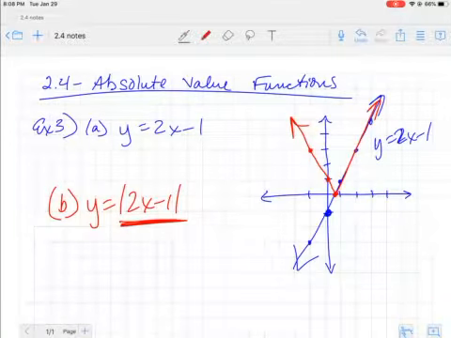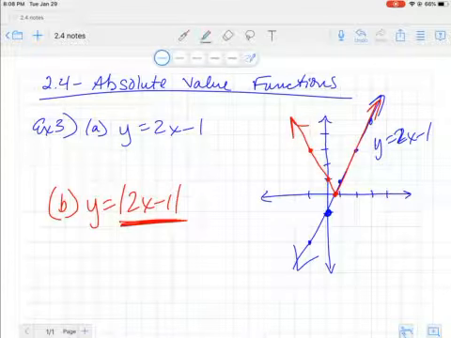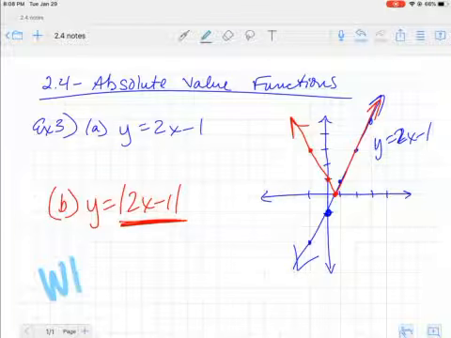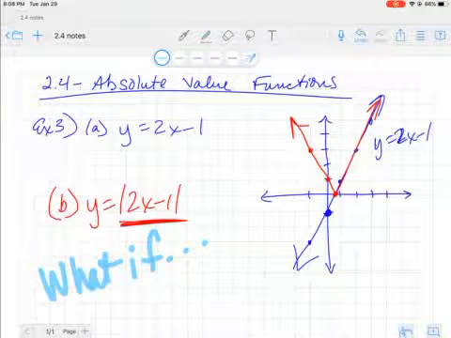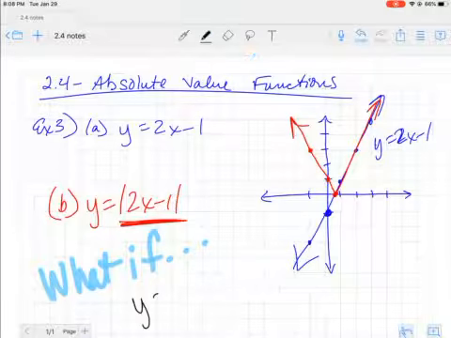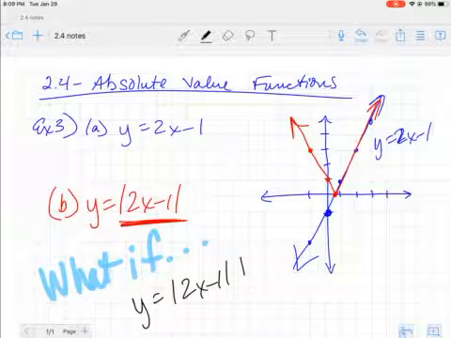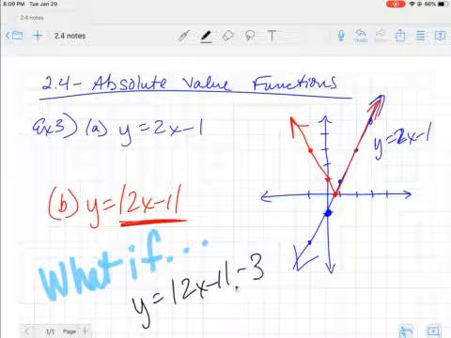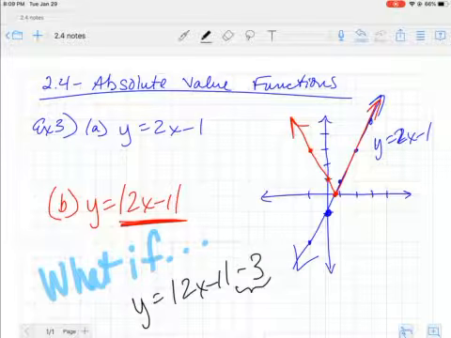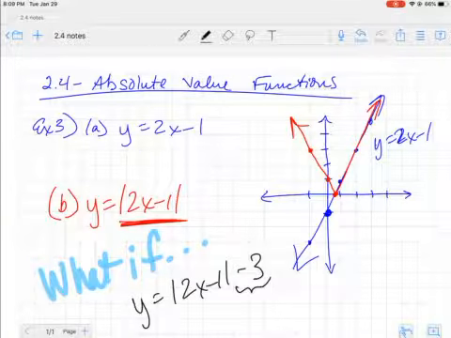Now, the only way that it could be below, because we're now experts at transformations, right? So we're going to play the what if game, because you know I like that. What if we end up with y is equal to the absolute value of 2x minus 1, not plus, let's do a minus 3? What does this minus 3 represent? Outside of my function, yep, vertical transformations, going down 3.